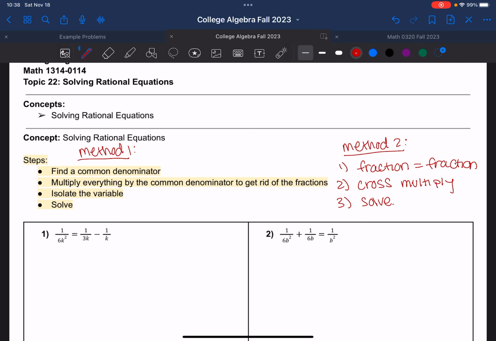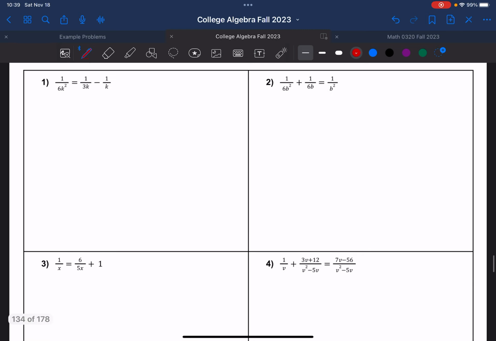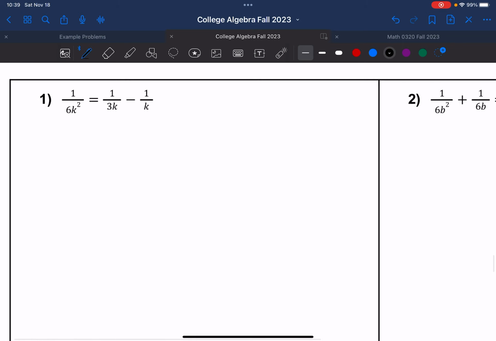So what I'm going to do is do the majority of them in method 2. I'll do a couple of them in method 1 so you can see the difference. And then I'm going to continue doing method 2. So looking at number 1, remember our first step is to get a fraction equal to another fraction.